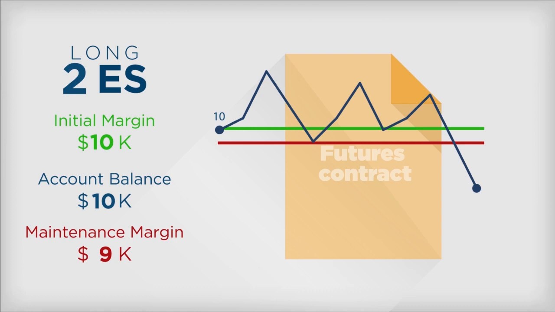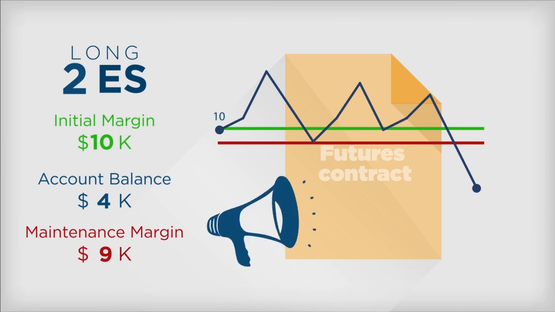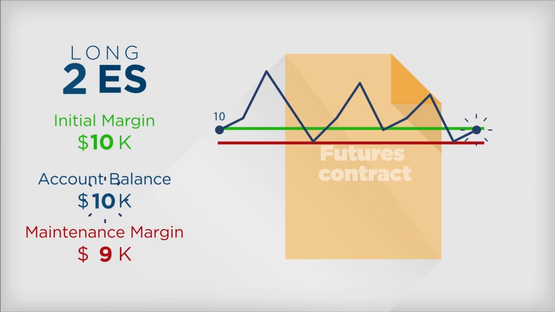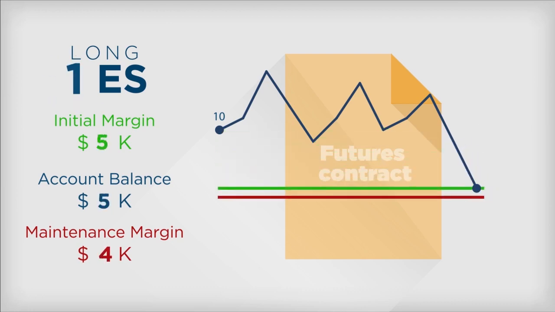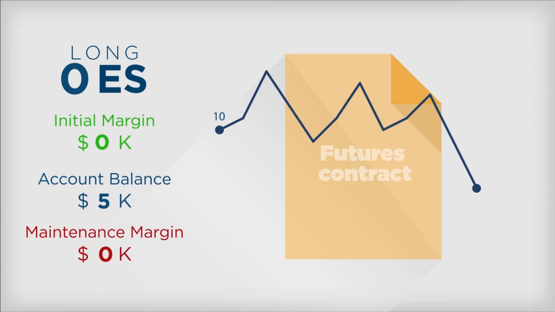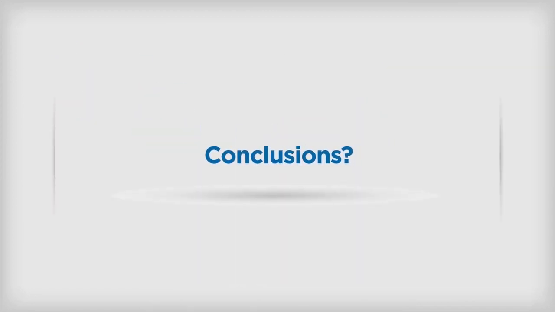If the funds in your account drop below this level, a few things can happen. You may receive a margin call where you will be required to add more funds immediately to bring the account back up to the initial margin level. If you don't or can't meet the margin call, you may be able to reduce your position in accordance with the amount of funds remaining in your account, or your position may be liquidated automatically once it drops below the maintenance margin level.